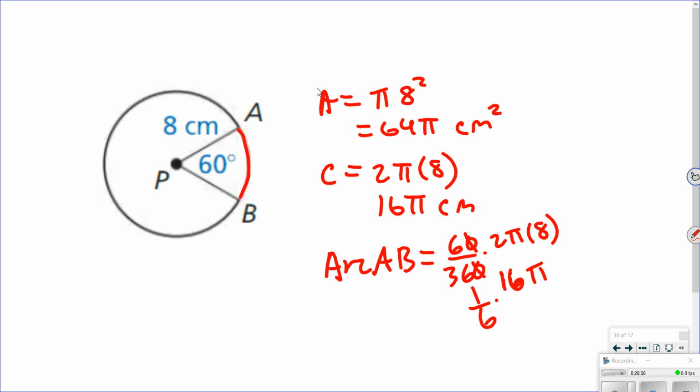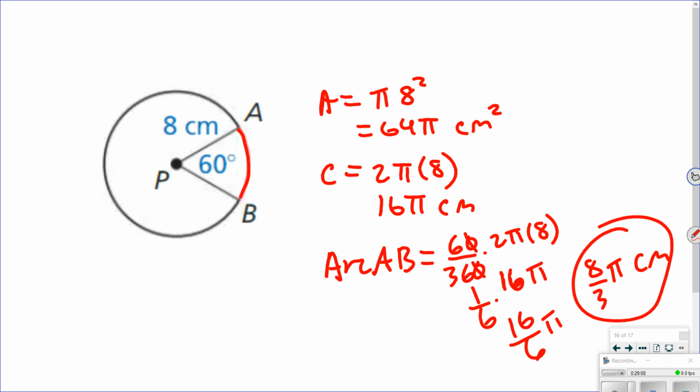And now I'd go 1/6 times 16, which would be 16 over 6 pi. You would reduce that. That would be 8/3 pi. And then my measure is in centimeters. That'd be the approximate answer. Now, if you didn't want to do an approximate, if it just asked you to round it off, you could just plug this original problem in your calculator right there and get the decimal.